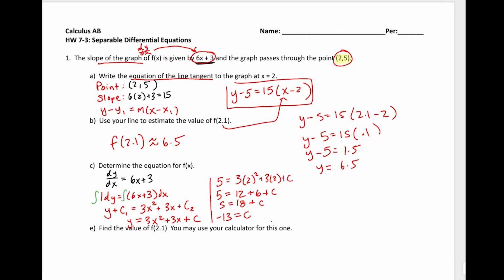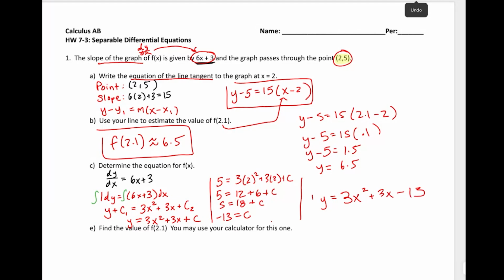So that's pretty much it. Now I just need to put it all together and rewrite this equation that I've got here, except instead of writing c, I'm going to write minus 13. So my answer should be y equals 3x squared plus 3x minus 13.